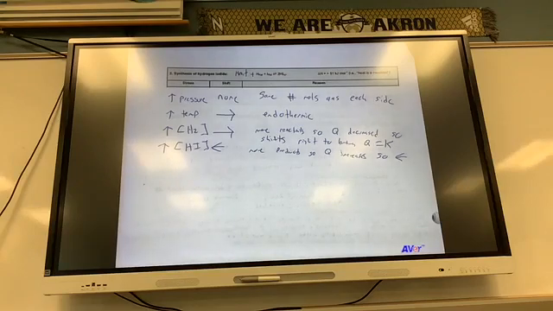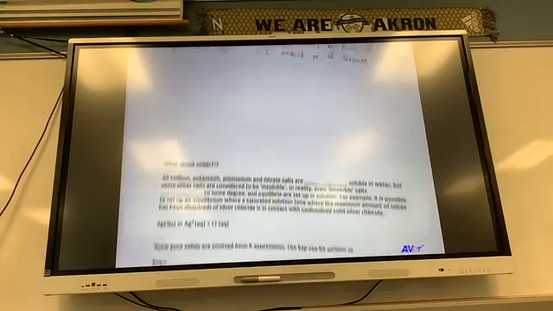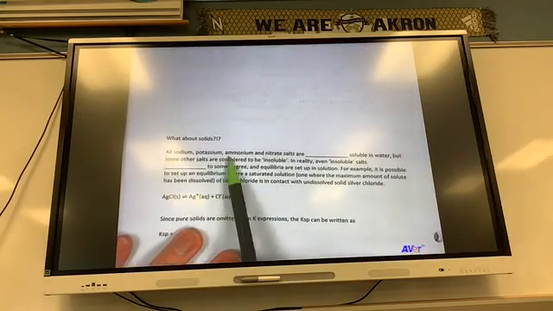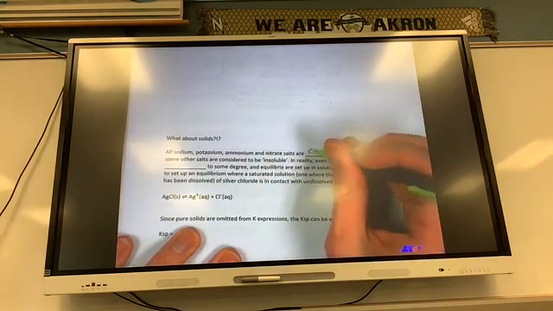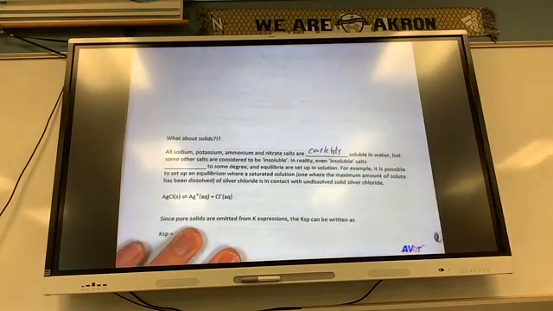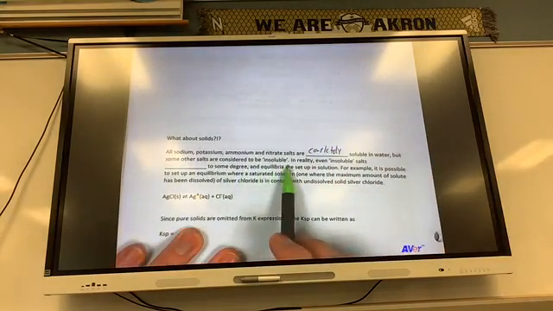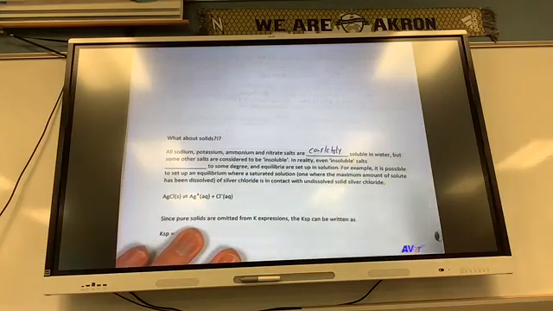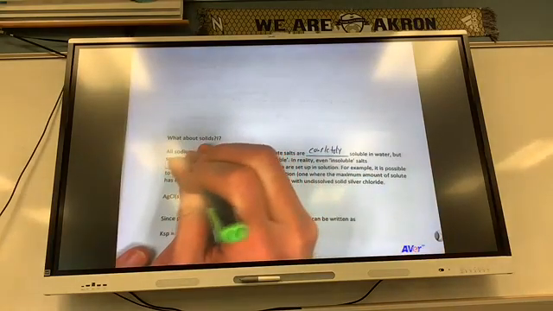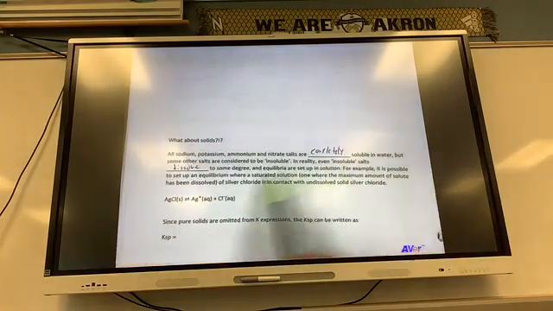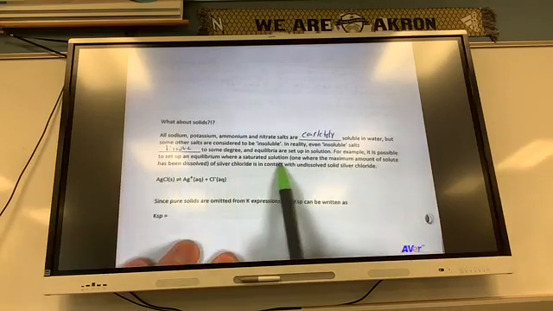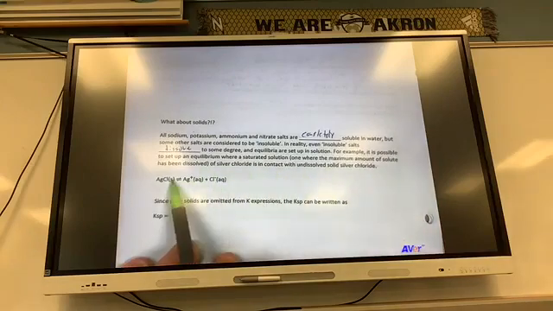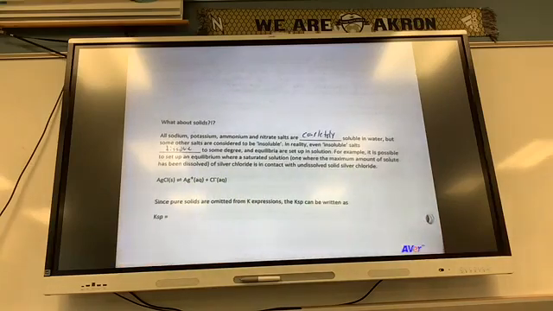All right, what about solids? All sodium, potassium, ammonium, and nitrate salts are what in water? They're basically completely soluble in water. But some other salts are considered to be insoluble. In reality, even insoluble salts dissolve a little bit, and equilibria are set up in solution. For example, it's possible to set up an equilibrium where a saturated solution, one where the maximum amount of solute has been dissolved, of silver chloride is in contact with undissolved solid silver chloride.